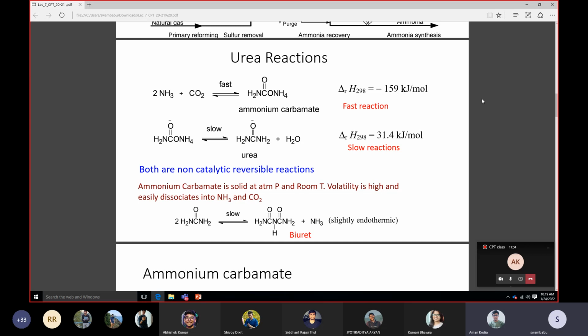Now, ammonium carbonate dissociates into urea and water.